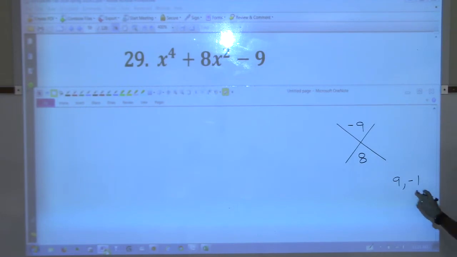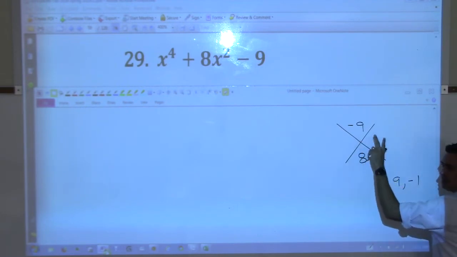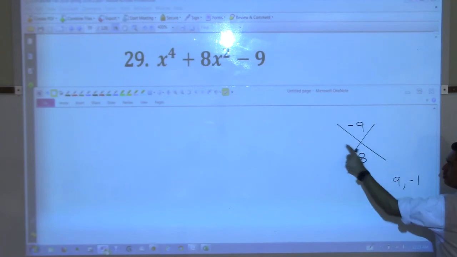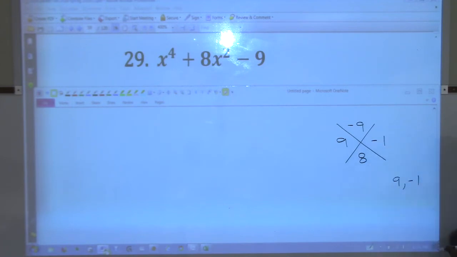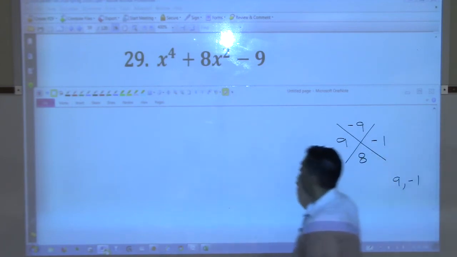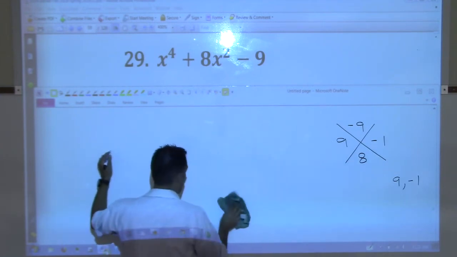And we talked about this last class. It doesn't matter which way you go here. So which one do you want me to put here? 9 or -1? 9? Okay, let's go 9 here, -1 here. So these two numbers multiply to be this, add up to be this. Now, let's just follow the procedure, see what happens.